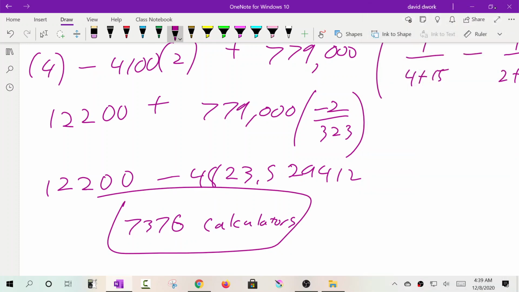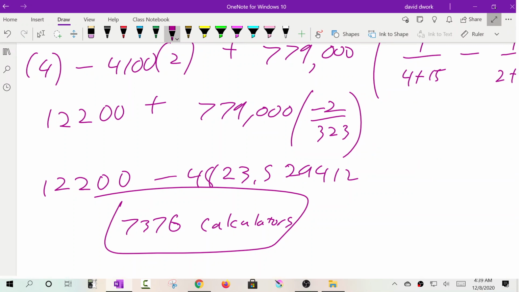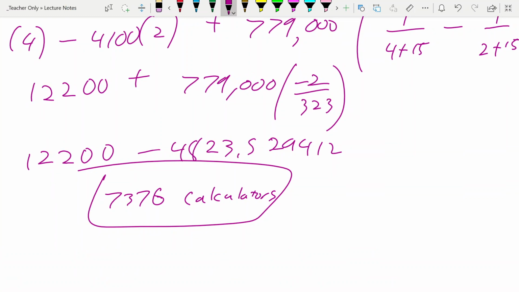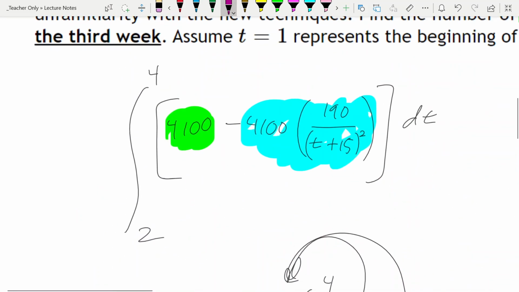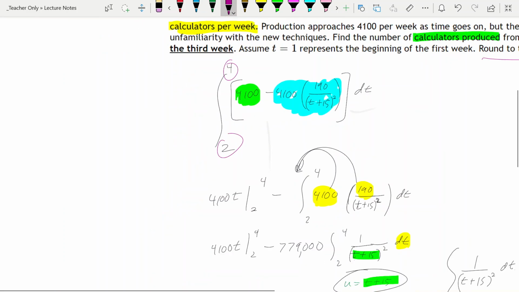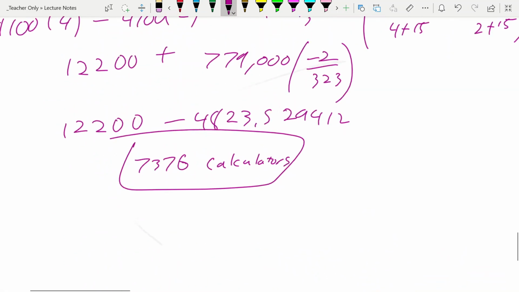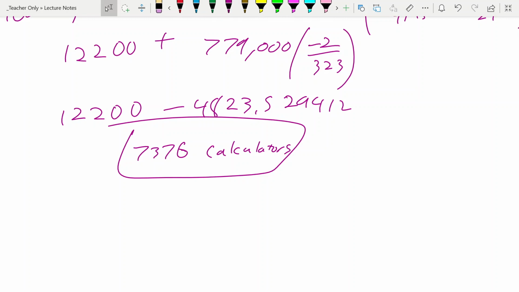All right. So what does that mean? It doesn't mean that we have a total of 7,376 calculators, right? Because this is net change. This is the production between the beginning of the second week and the end of the third week, right? Beginning of 2, end of third, which would be the beginning of 4. So therefore, how many calculators do we produce during those 2 weeks? 7,376, right? I hope this helps.